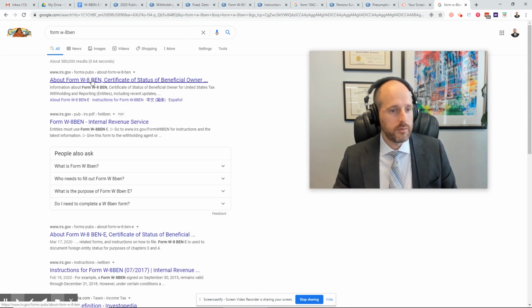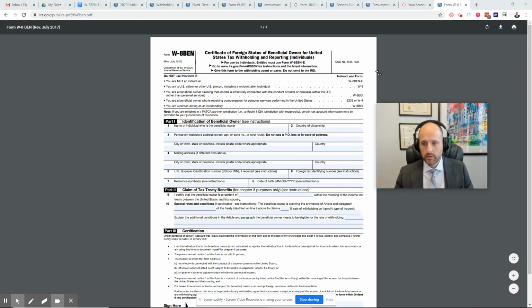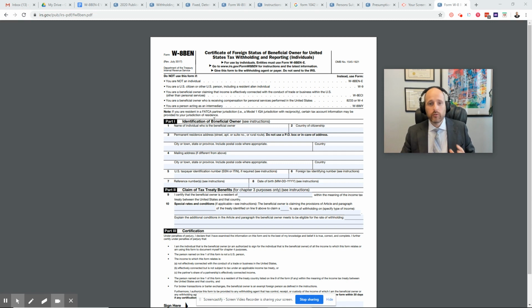So let's open up the first form, the W-8BEN, a simple form. On this form, you can see it is a certificate of foreign status of beneficial owner for United States tax withholding requirements. Do not use this form if you are not an individual. So this is just for an individual person. These forms are needed and required to give to companies and businesses who are making payments and paying you for something.